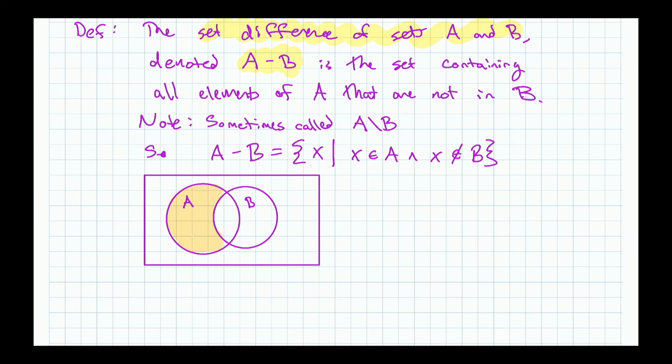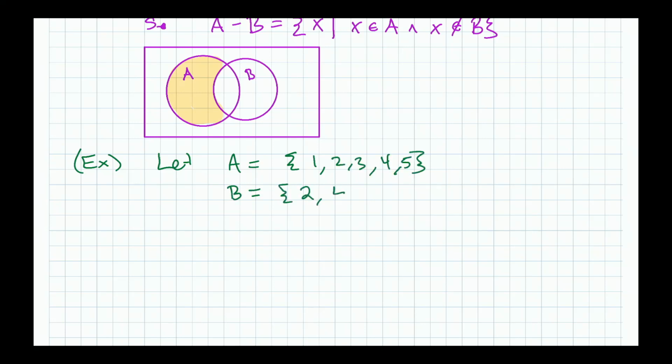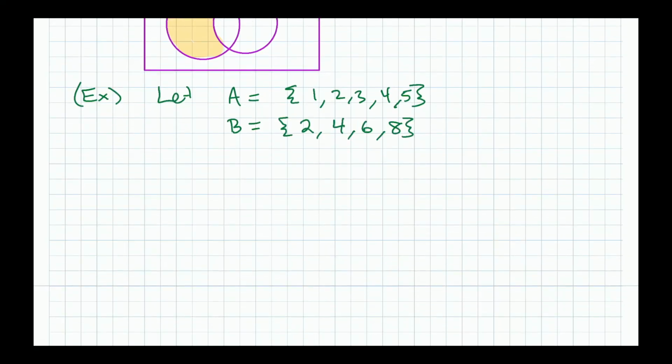Okay, so you can see why they use the subtraction symbol, or maybe you can't. Let's do an example and then you'll be able to see. So let's say A is 1, 2, 3, 4, 5. And let's say B is 2, 4, 6, 8. All right. And I want to find A minus B, and I also want to find B minus A.